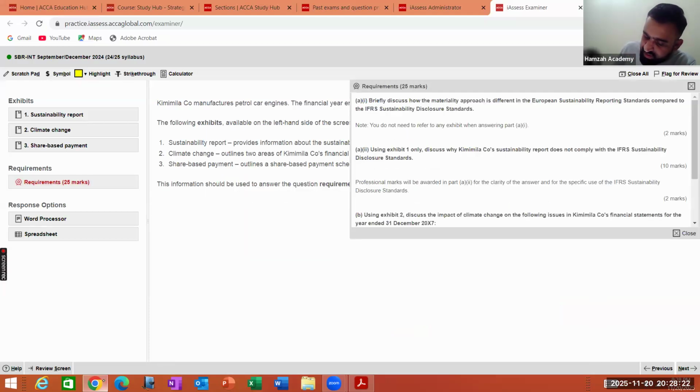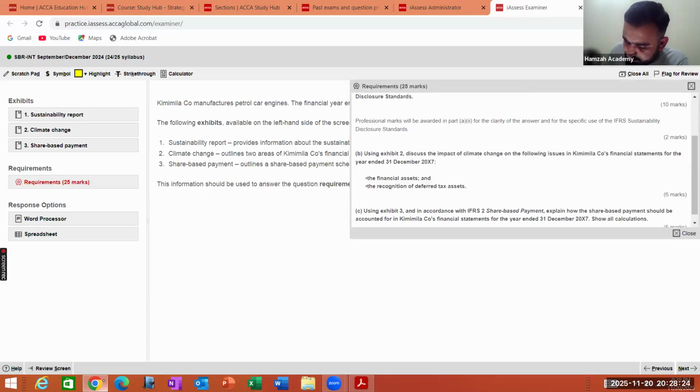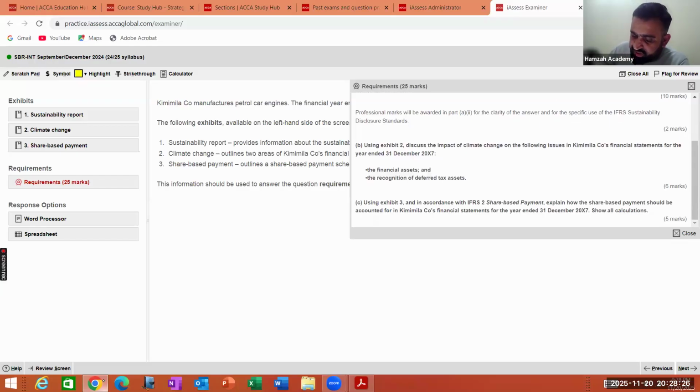And now the next requirement we have here, using Exhibit 3 in accordance with IFRS 2 share-based payment, we have to explain how the share-based payment should be accounted for in K company financial statement for the year ended 31st December X7. So share-based payment discussion and their accounting we need to discuss.